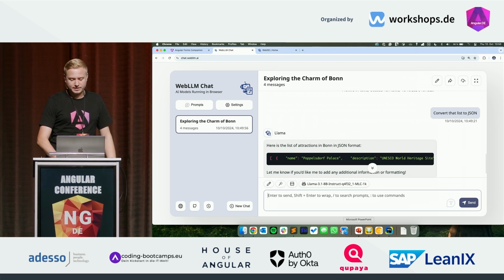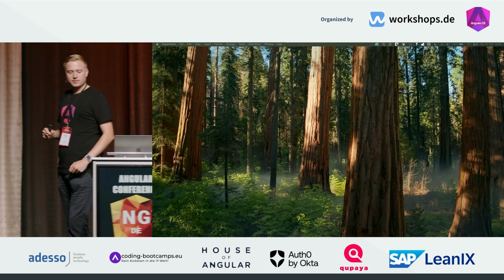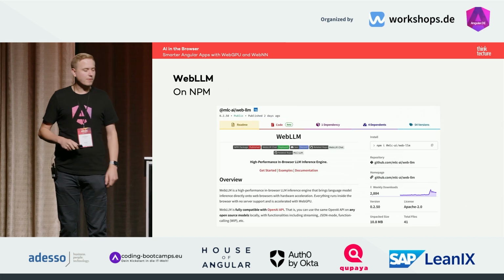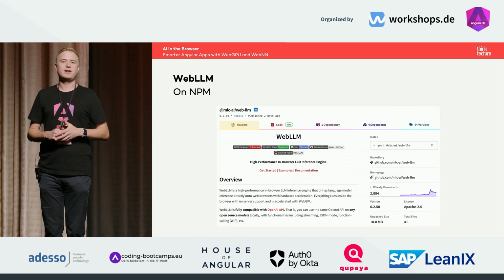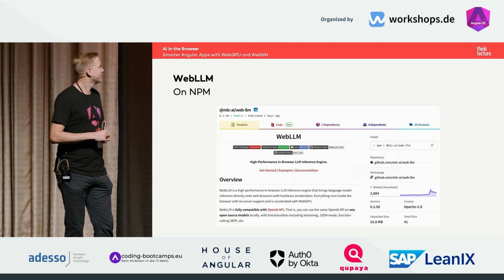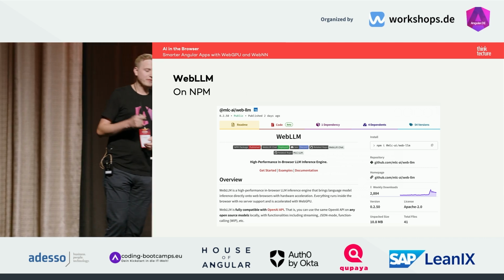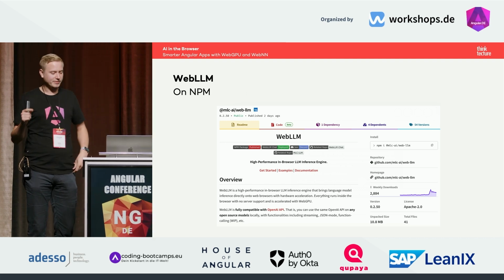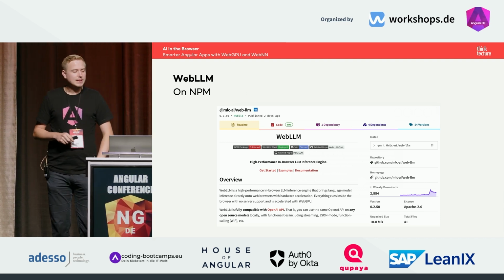All right, so that's WebLLM. And I will turn on my Wi-Fi again. All right. So the cool thing about WebLLM is that you can simply install it as an npm package. So just npm i @mlc-ai/web-llm is enough for you to actually use it. I also have a demo for you, and we will have a look at that in a second.